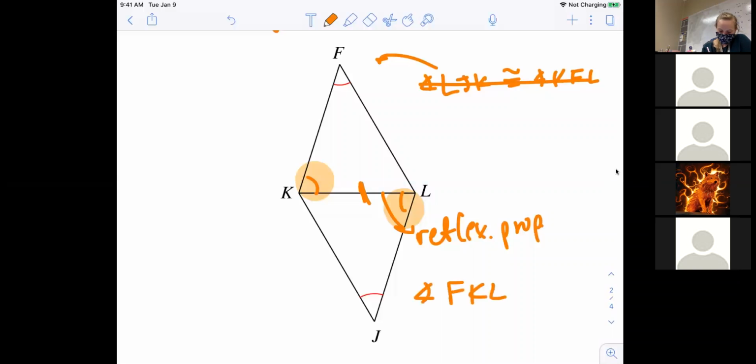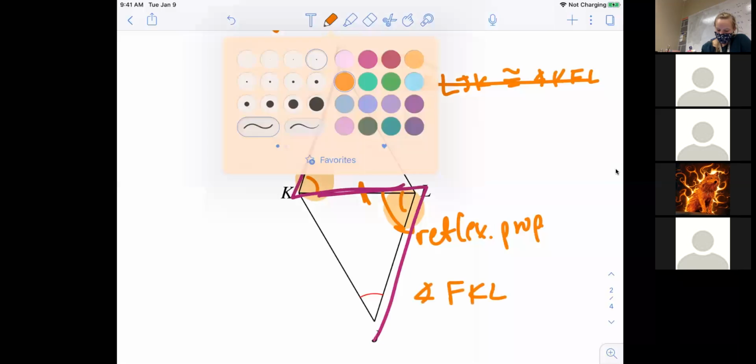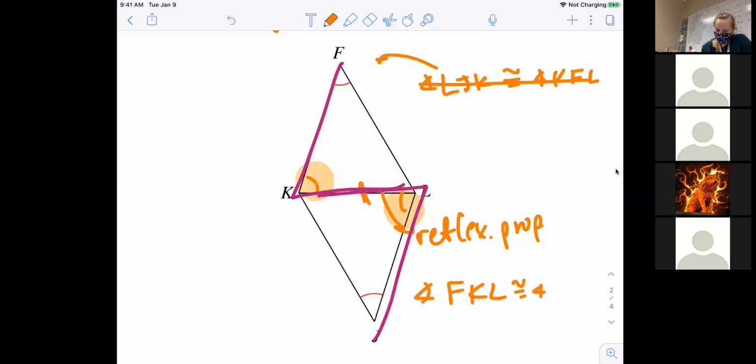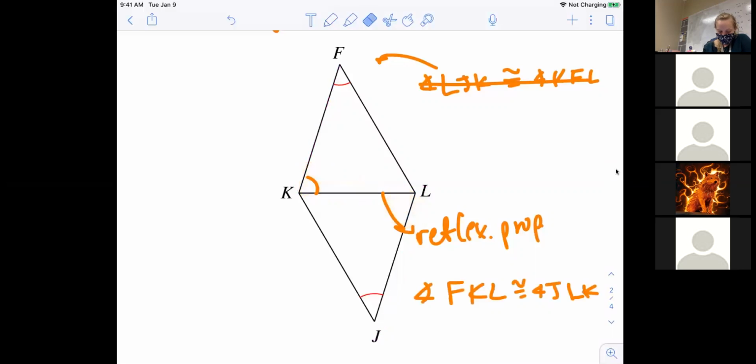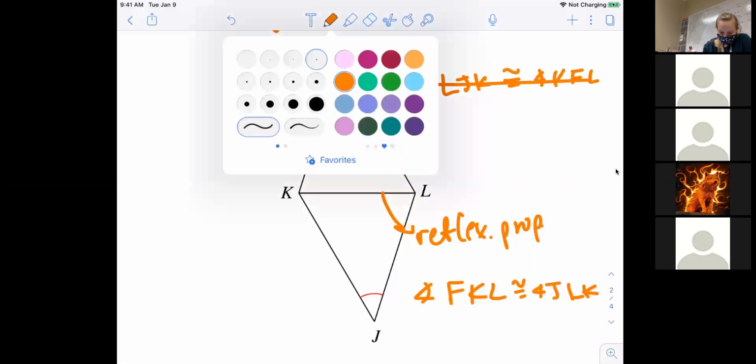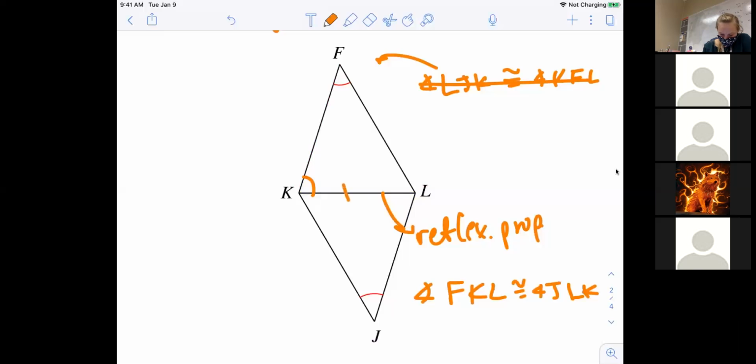FKL. JLK. Very good, Kamara. FKL is congruent to angle JLK. So we could do it if those were my angles, but what if I had new angles at, those are my orange ones.